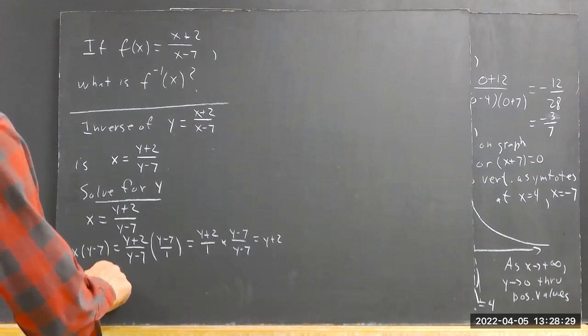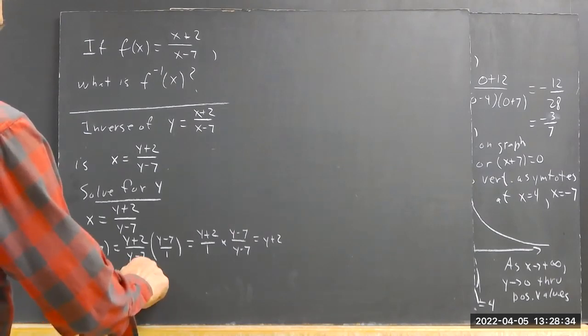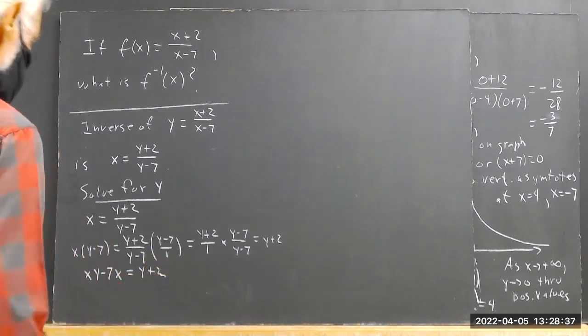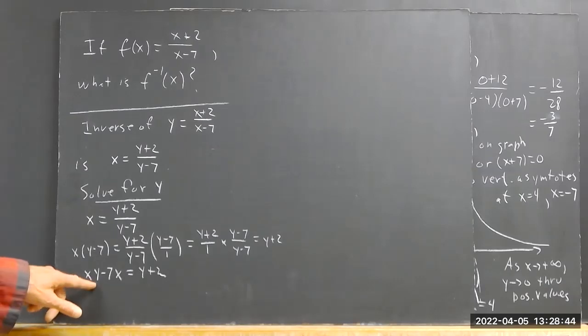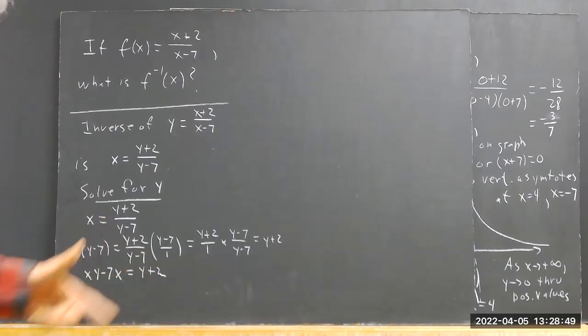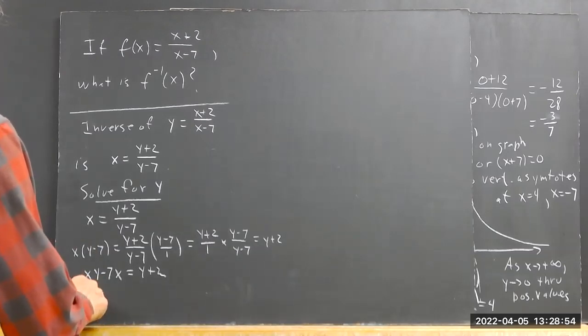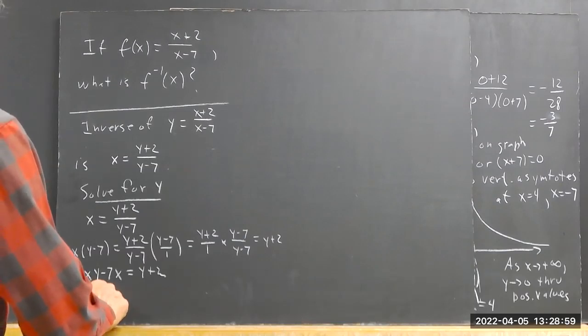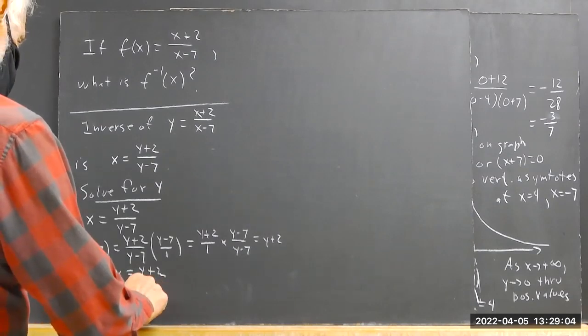Using the distributive law, you get x times y minus 7x equals y plus 2. And you're trying to solve for y, right? You've got a y over here and you've got a y over here. What are you going to do about that? Well, subtract y from both sides. I'm going to skip a step here. I'll put three dots here. You can complete the step. You get xy minus 7x equals 2.